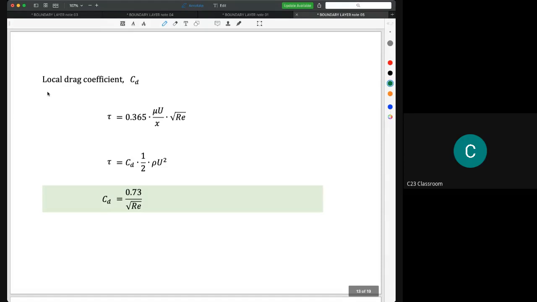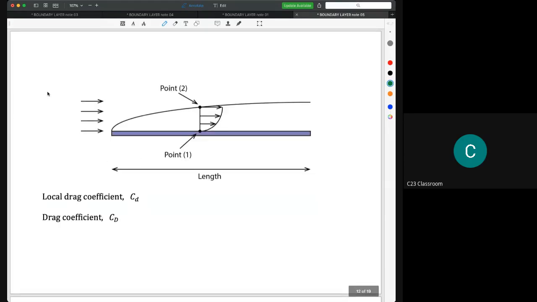Okay, so we go for the local drag coefficient. So, what is the difference between local drag coefficient and drag coefficient? So, local drag coefficient, okay, sama juga untuk molekul di sini. So, we call this molecule velocity is local velocity. So, local here means at specific location. So, local drag coefficient means drag coefficient at specific location.